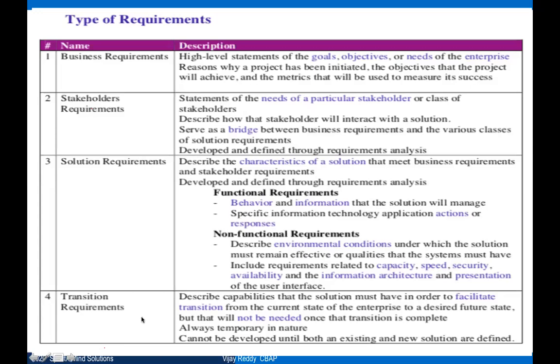And transition is about how the end user uses your application, like user manuals, help manuals, navigation manuals. All those are part of transition requirements. You're doing knowledge transfer to the end users. All these are different types of requirements.